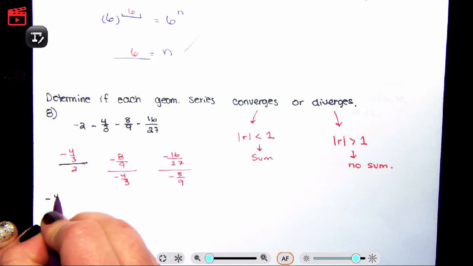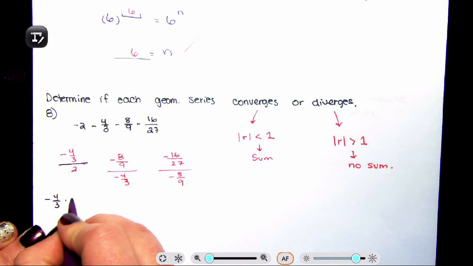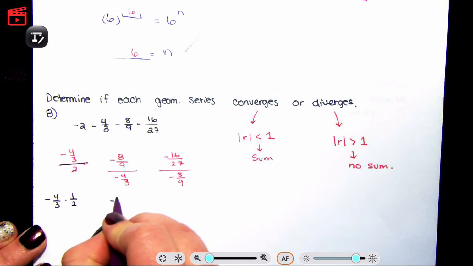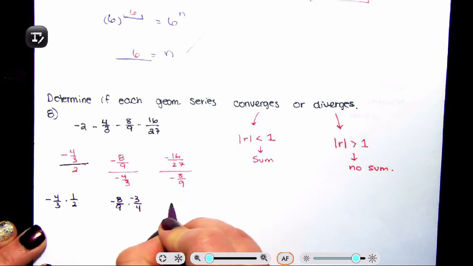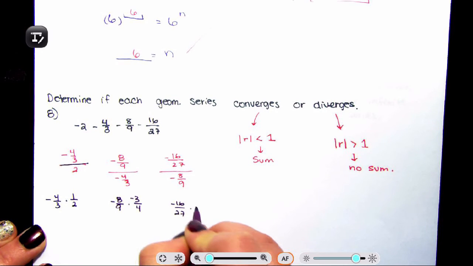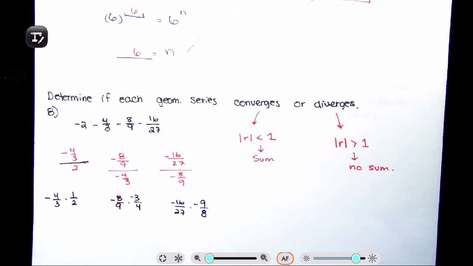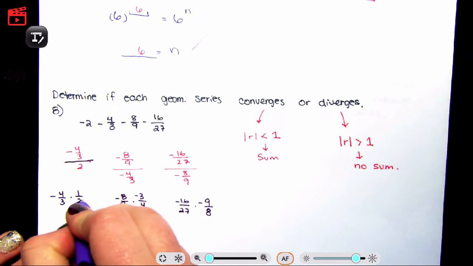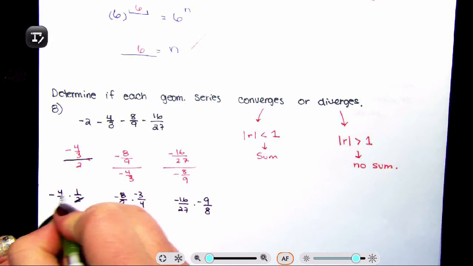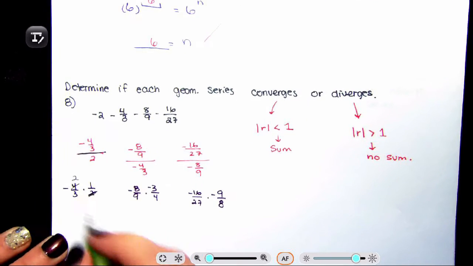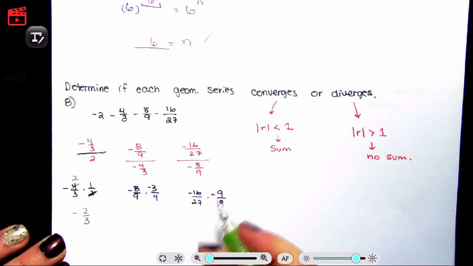So I have -4/3 times the reciprocal of 2, which is 1/2. I have -8/9 times -3/4, and I have -16/27 times -9/8. And if you notice, a lot of things just cancel out. So the 2 goes away. Maybe I shouldn't do purple on purple, but the 2 goes away. This is 2. So we have -2/3.